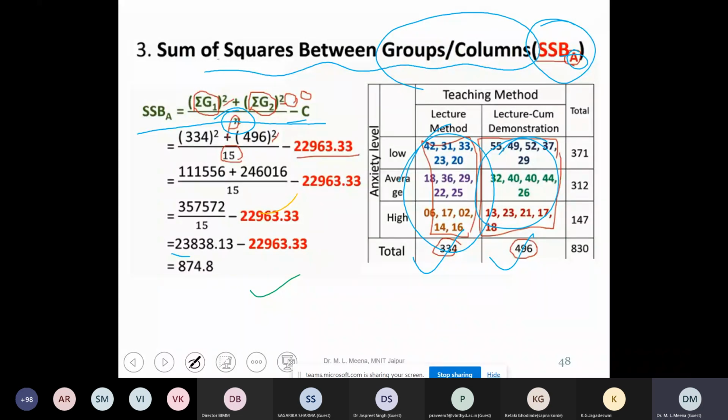23,838.13 minus 22,963.33. So we get the result, which is 874.8.